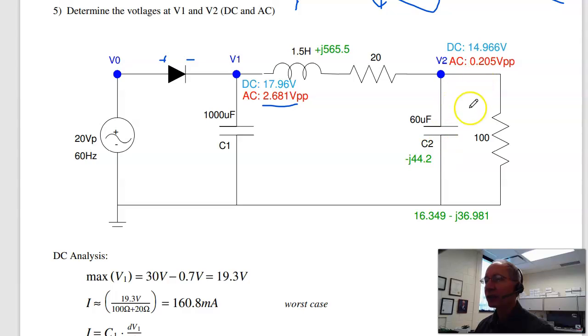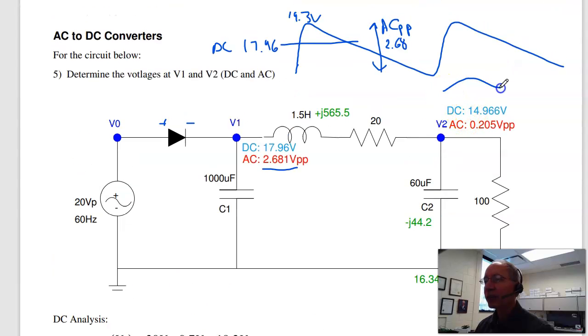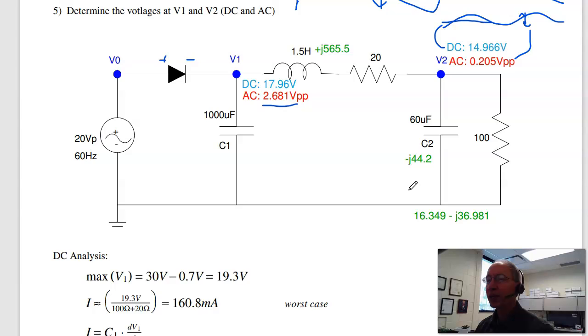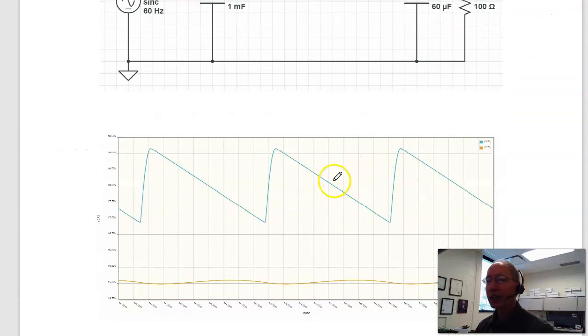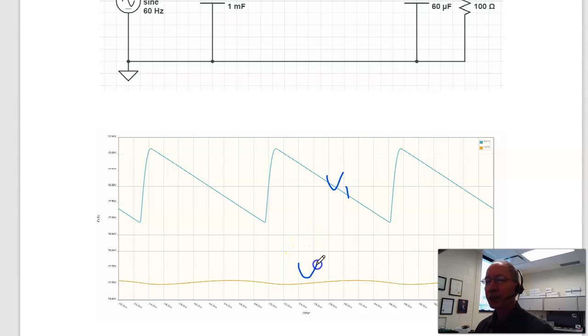That's the AC voltage. So at V2, it's going to have a little bit of ripple like this. The average is 14.96. The ripple is the AC voltage, 0.2 volts peak to peak. That's what I predict based upon my analysis. Throw it in Circuit Lab and simulate it. Here's V1, here's V2.